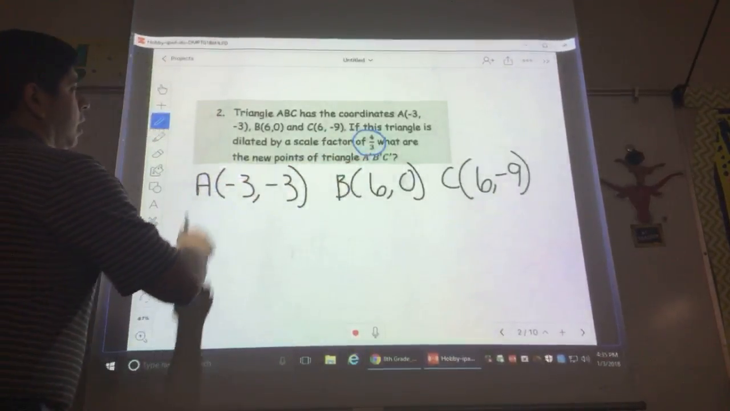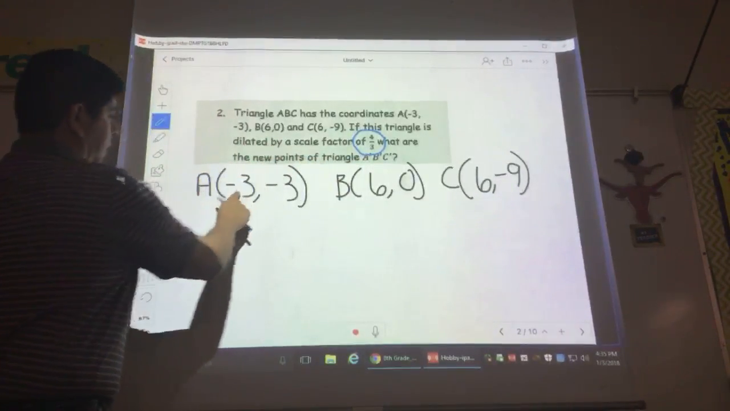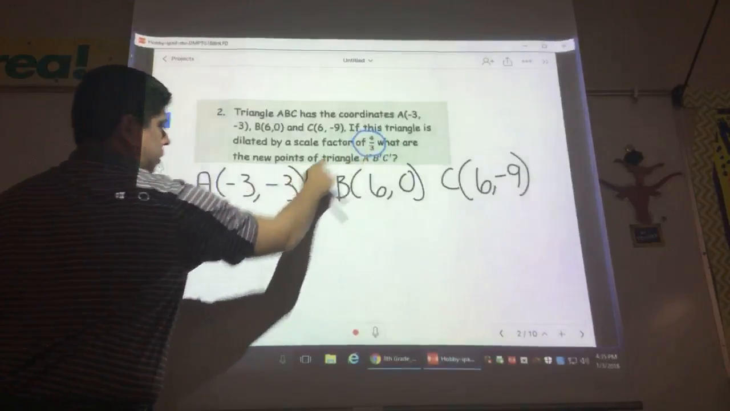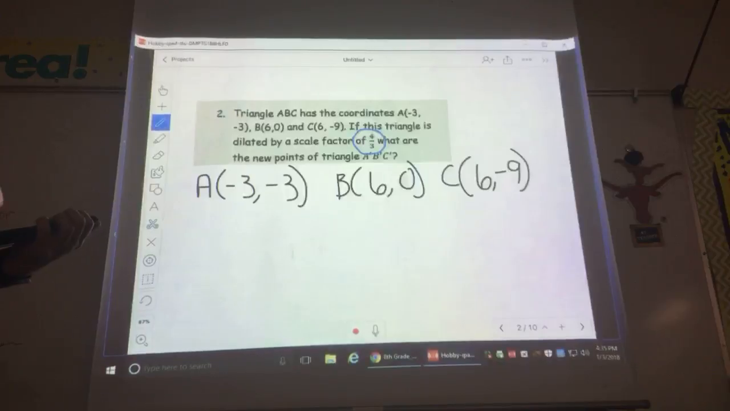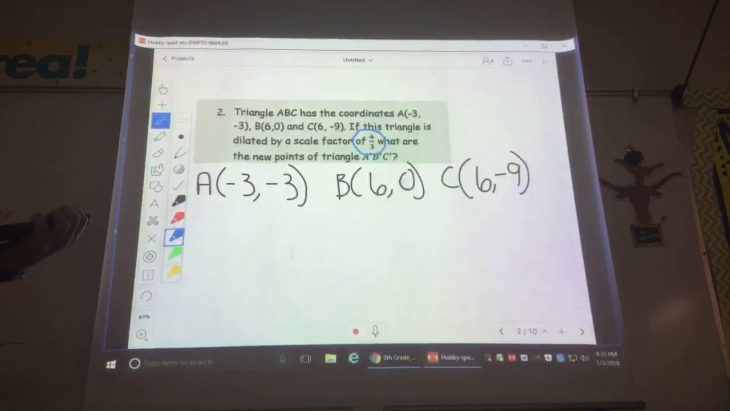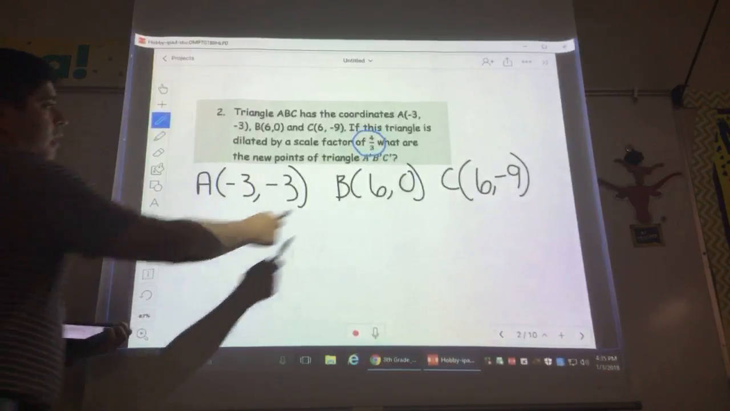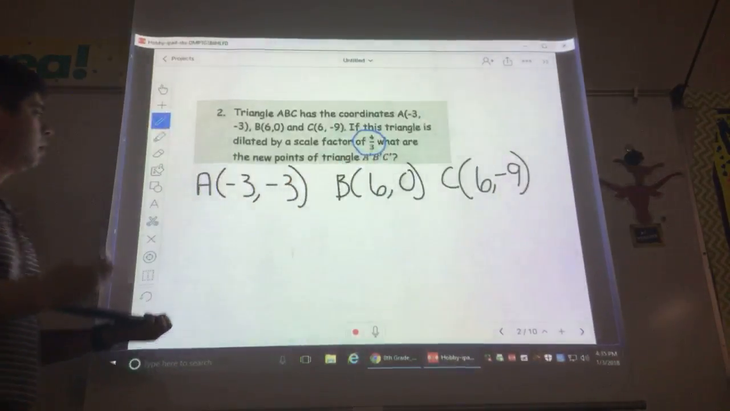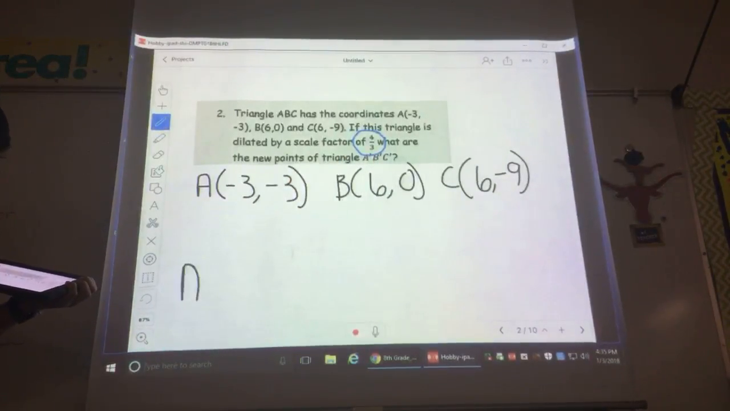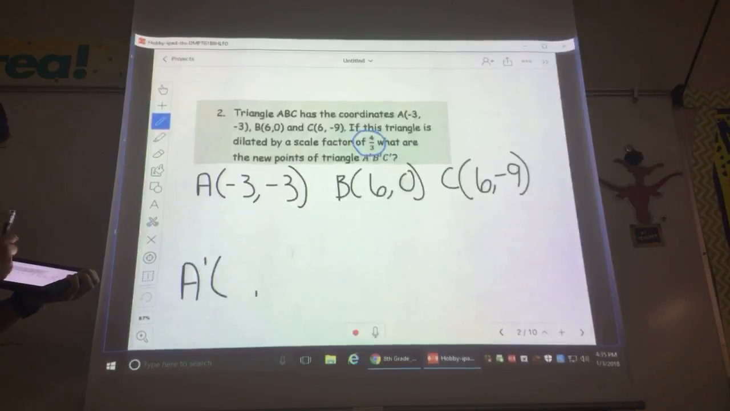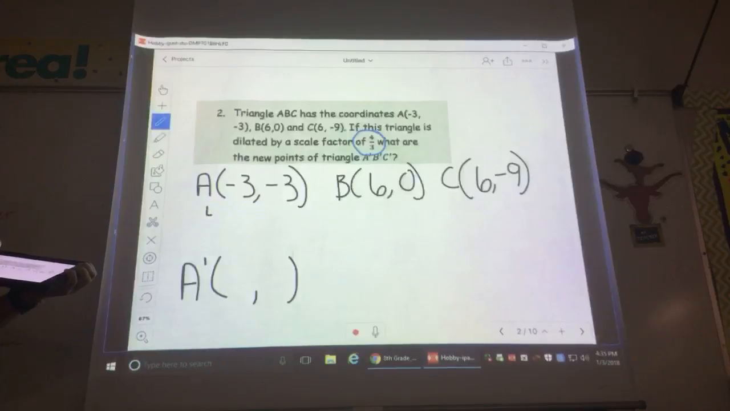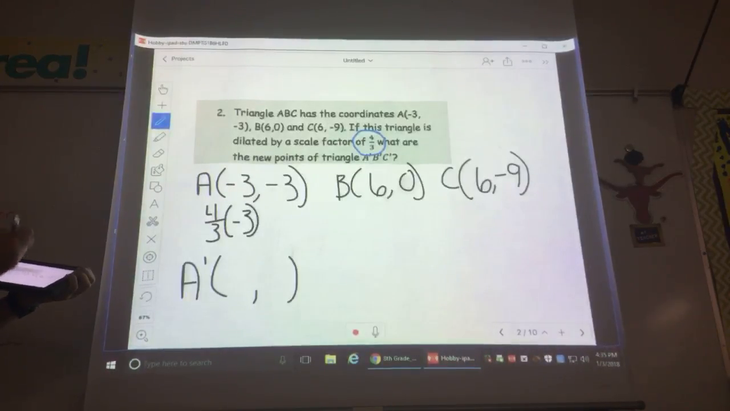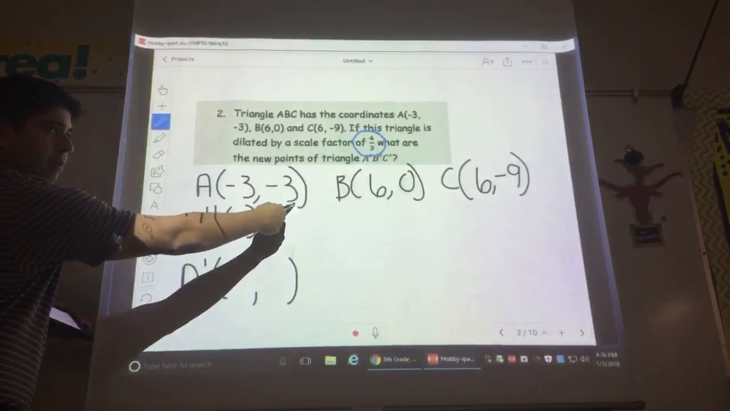So I'm going to multiply 4/3 times -3. 4/3 times -3. And that's going to give me my new point of A, which is because that's what we're looking for, A prime, right? Remember, this symbol here stands for prime. These little symbols here on your homework. So A prime is what we're looking for. So we need to multiply 4/3 times -3. Once I do that, it's going to be the same thing for here too.